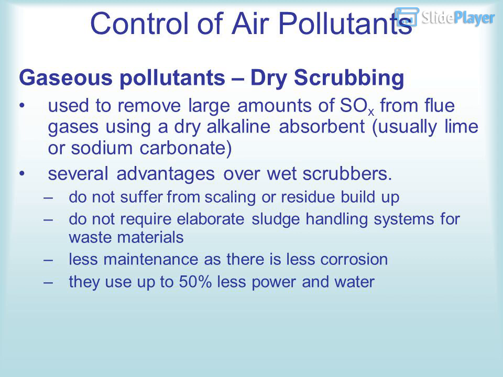Control of air pollutants. Gaseous pollutants, dry scrubbing. Used to remove large amounts of SOx from flue gases using a dry alkaline absorbent, usually lime or sodium carbonate. Several advantages over wet scrubbers. Do not suffer from scaling or residue buildup. Do not require elaborate sludge handling systems for waste materials. Less maintenance as there is less corrosion. They use up to 50% less power and water.